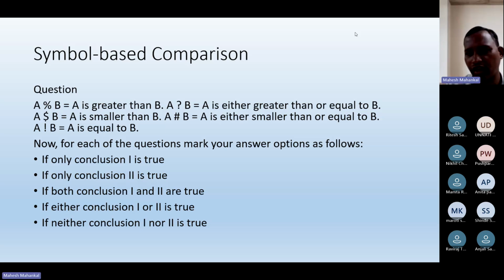Okay, you got an idea about this? A question mark B means A is either greater than or equal to, the greater or equals to sign. How does the greater or equals to sign look? All of you are aware of these signs? A is smaller than B. A is smaller than or equal to B. A is equal to B. Okay, you got an idea about this type of question, symbol based comparison. Yes, Unnati and all.